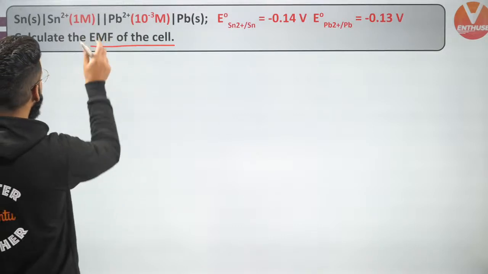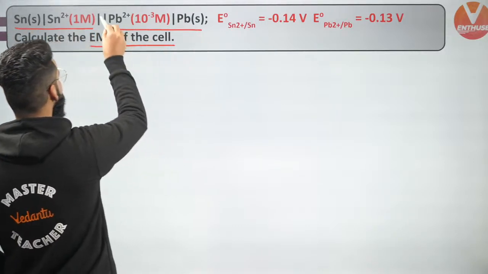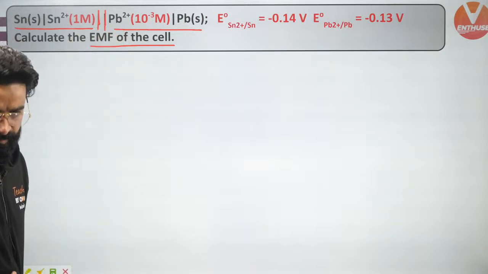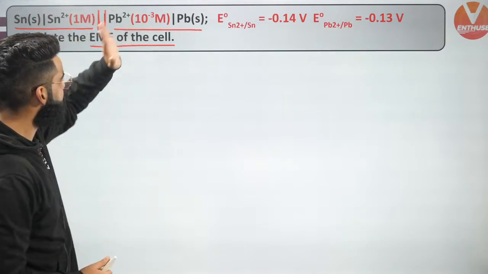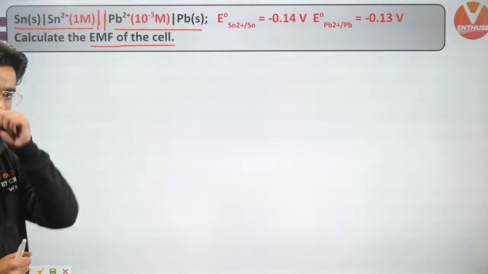I've got a complete cell which has got two electrodes. This is the first electrode, this is the second electrode, and in the middle, these two lines represent the salt bridge. Remember, on the left hand side of the salt bridge, we always write anode. On the right hand side of the salt bridge, we always write cathode. Now, people, how is this question to be solved?